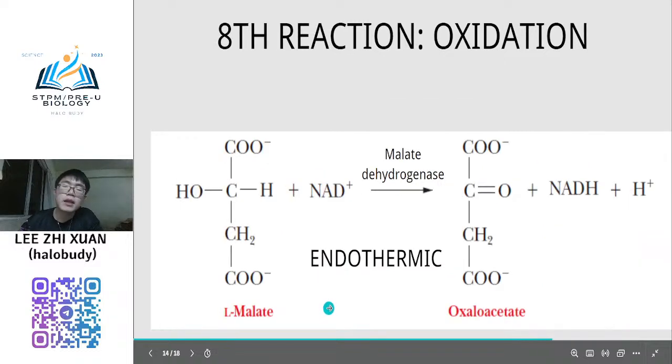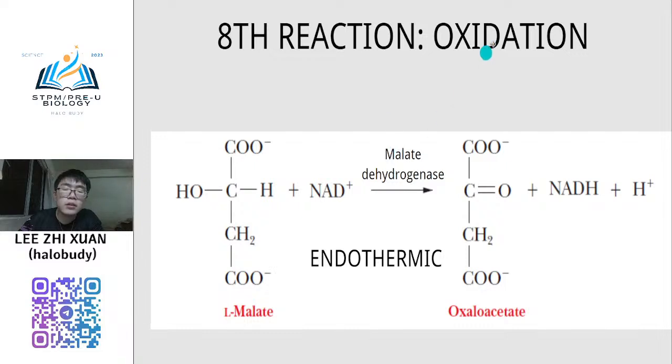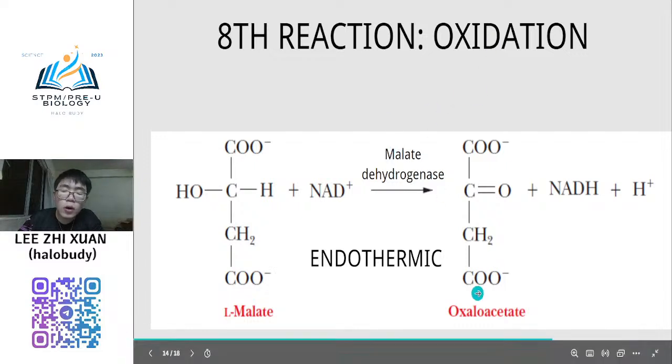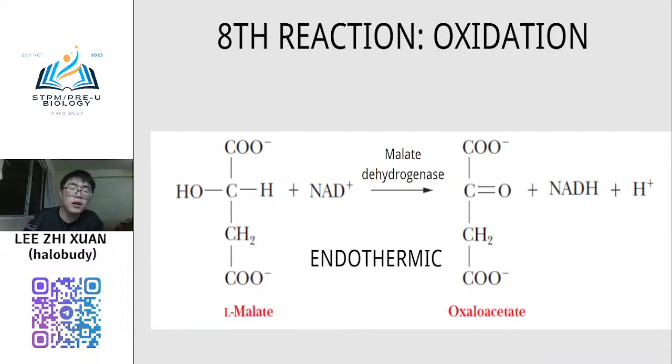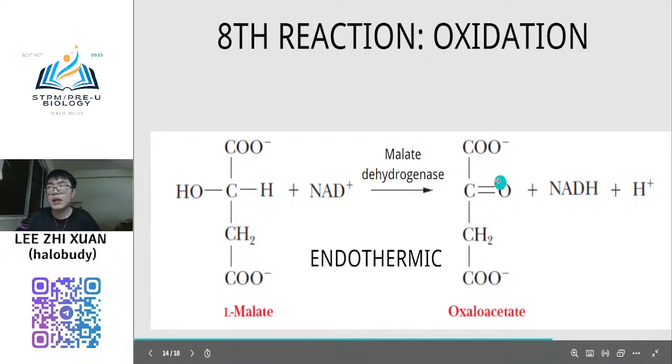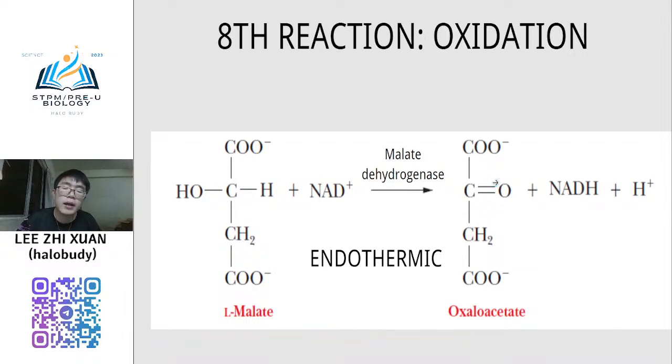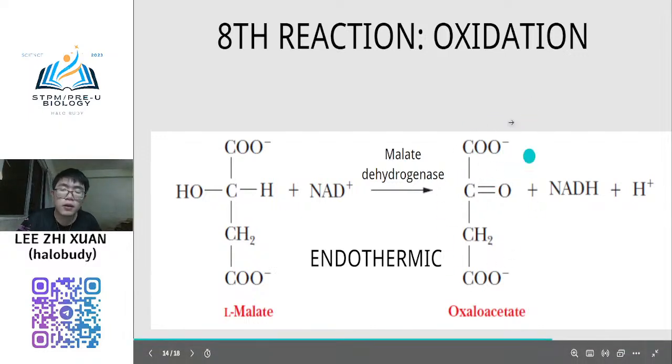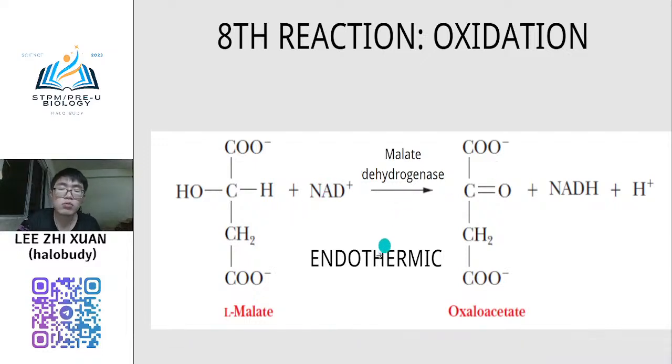Okay, and then the last reaction, malate will be oxidized to form oxaloacetate. So it forms back the origin of the compound lah, the original compound. This one is an oxidation reaction, so the energy carrier NAD plus will be reduced to form NADH. Again, also a very easy enzyme name, malate dehydrogenase only.